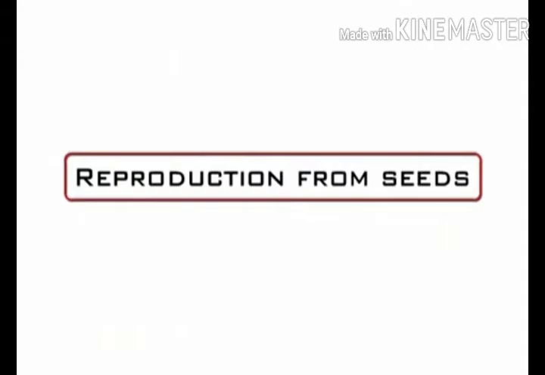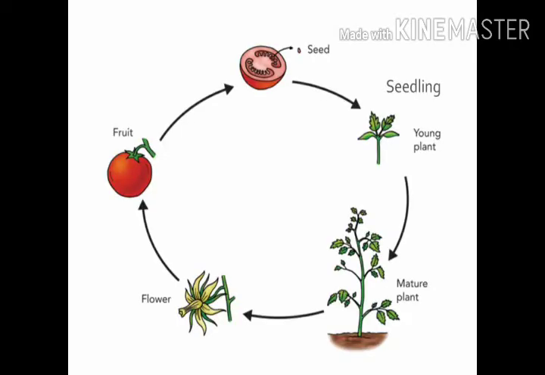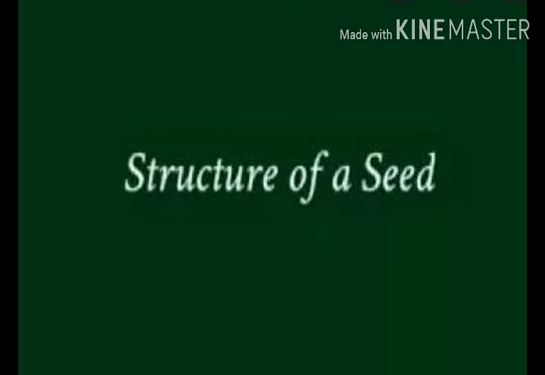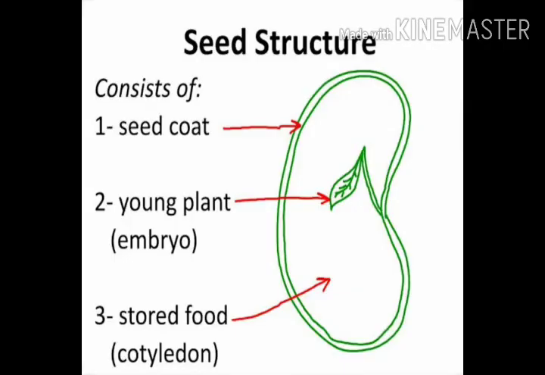Children, let us now understand how plants reproduce from seeds. Most plants produce many flowers that turn into fruits. They have seeds in them. New plants grow from the seeds. Structure of a seed. A seed has three main parts: seed coat, cotyledons or seed leaves, and embryo.